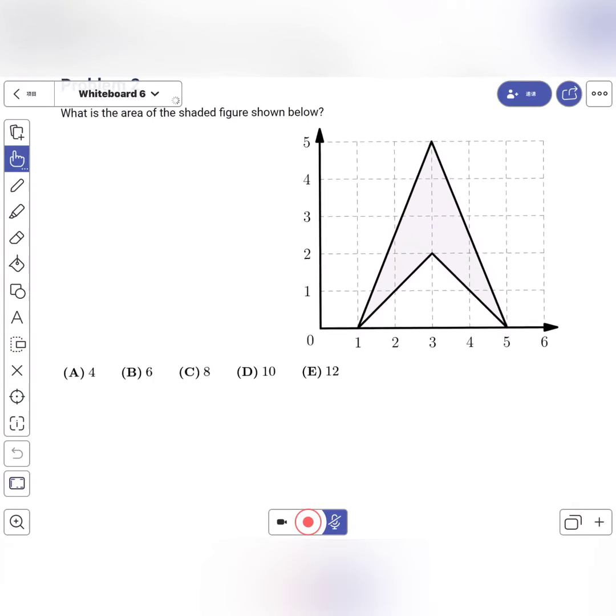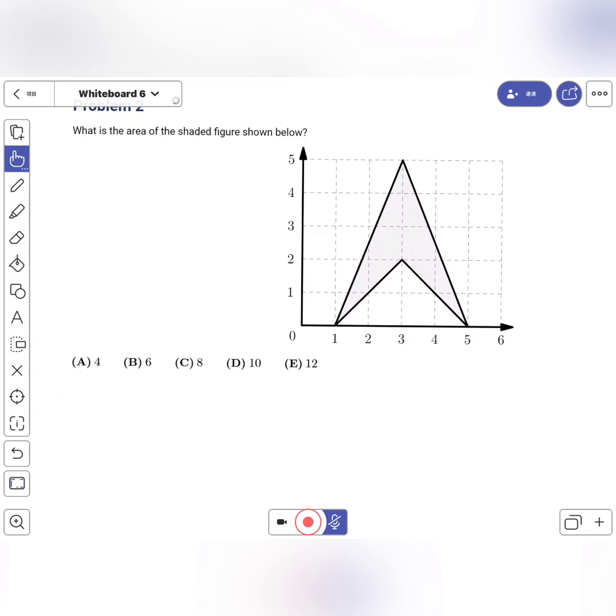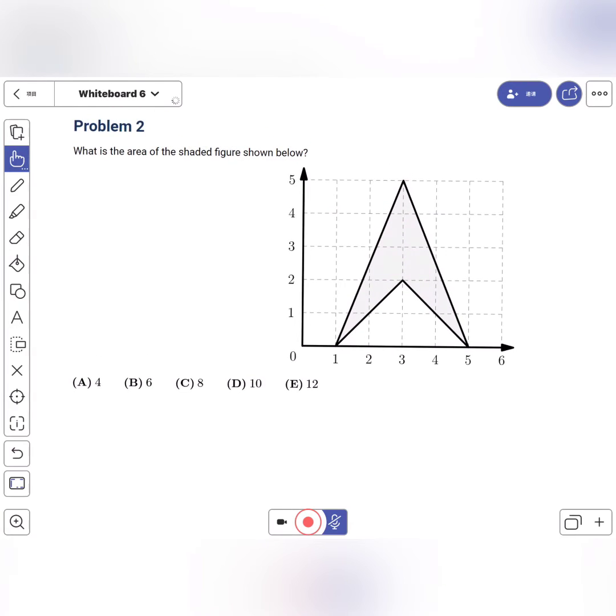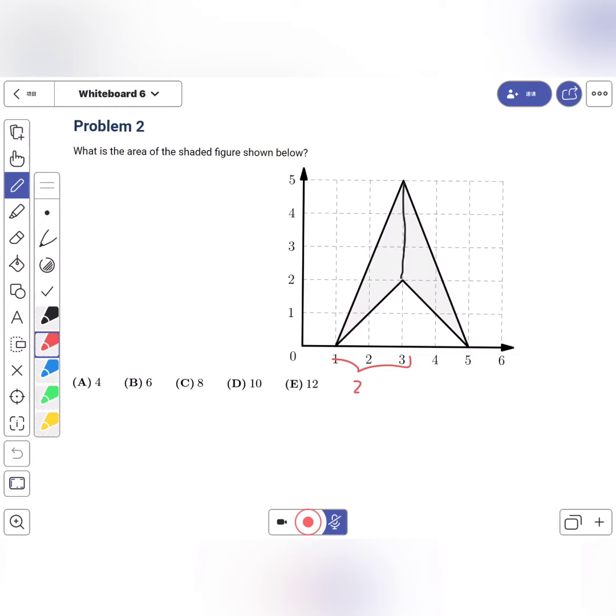Let's proceed with the second problem. The second problem asks us to find the shaded area below. This one is a pretty simple problem. There are multiple ways to do it, but the pretty natural way was just to cut it into two identical triangles. For the left triangle and the right triangle, we see that the height is from 1 to 3, which gives us 2, and the base is from 5 to 2, which gives us 3.